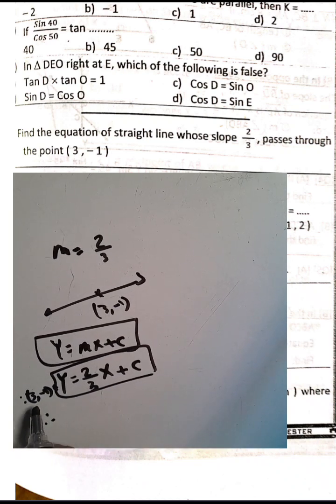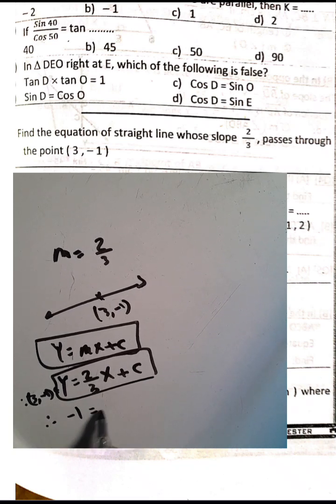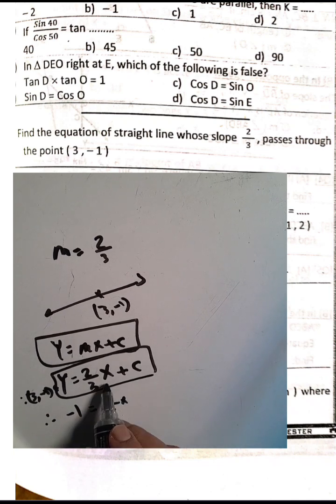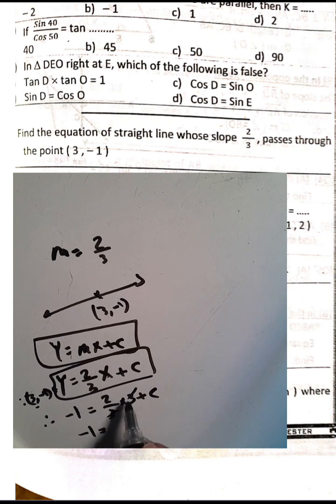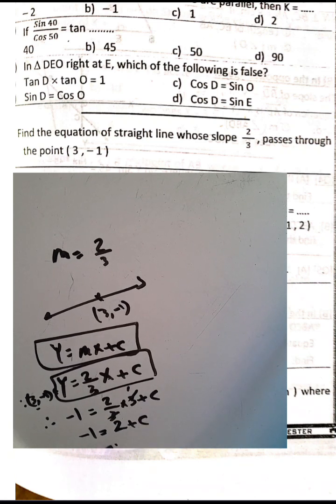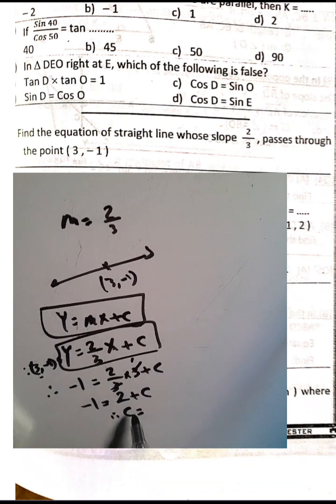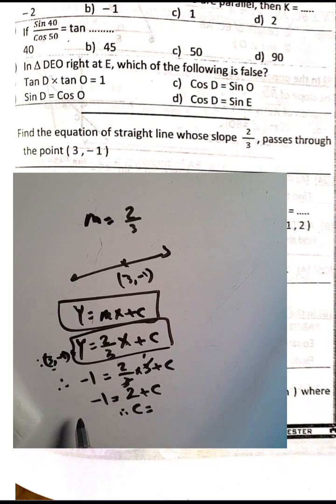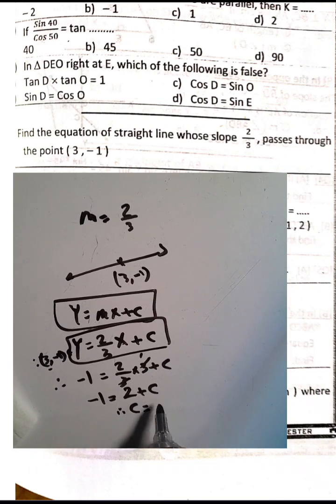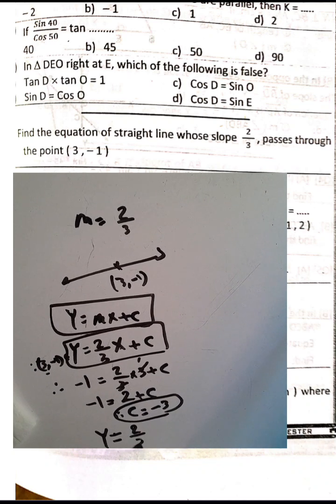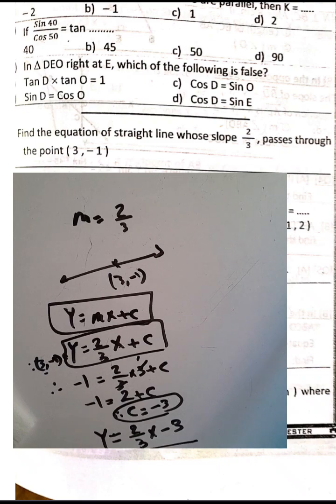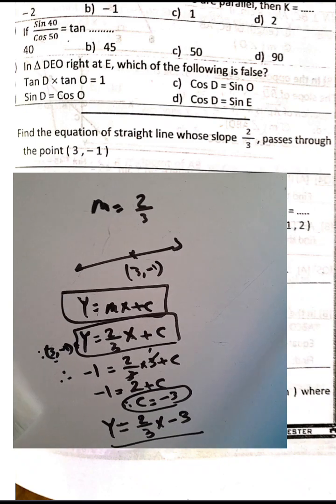Then we write x equals 3 and y equals negative 1. Then negative 1 equals 2 over 3 times 3 plus the constant. Then negative 1 equals 2 plus the constant. Then what is the constant? We move 2 to the left-hand side by changing the sign: negative 1 minus 2 is negative 3. Then the equation is y equals 2 over 3 x minus 3, the equation of the straight line. Okay, next question.